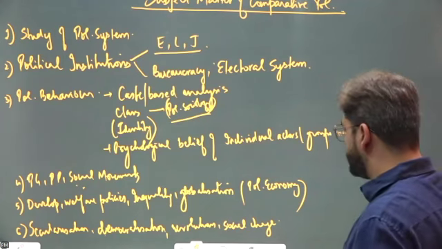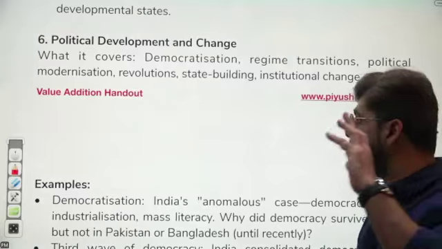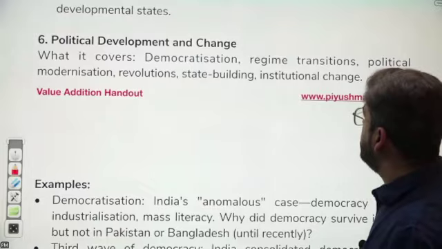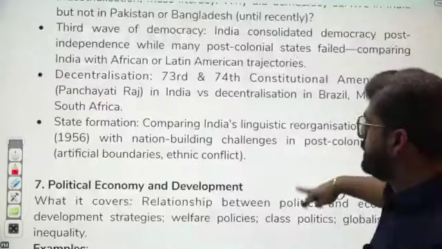Okay, if your institution is not able to function well, there will be a revolution, political decay by Huntington, if you remember this part. State building, institutional challenges, so here it is about democratization.